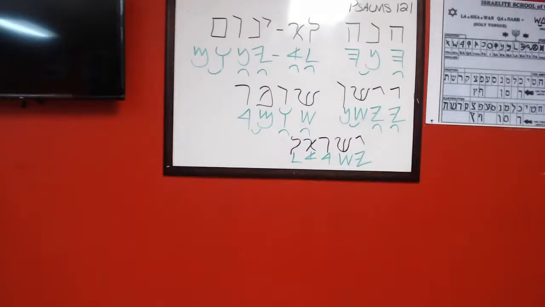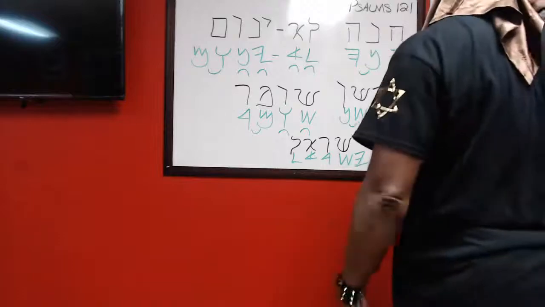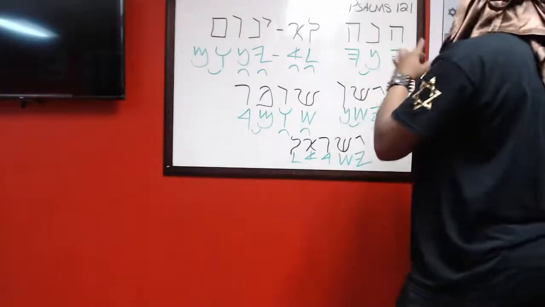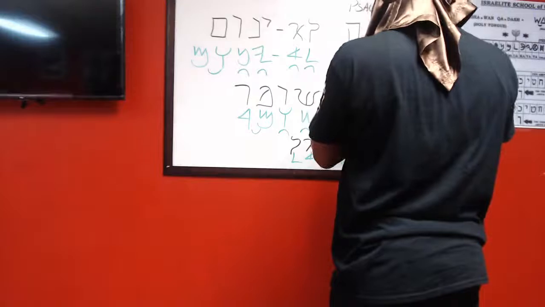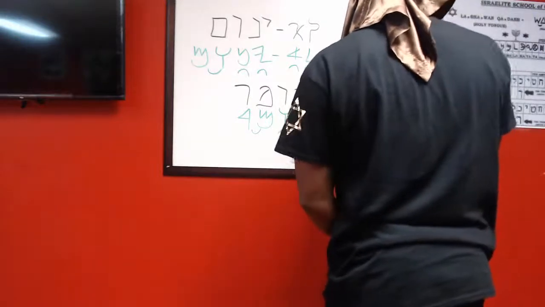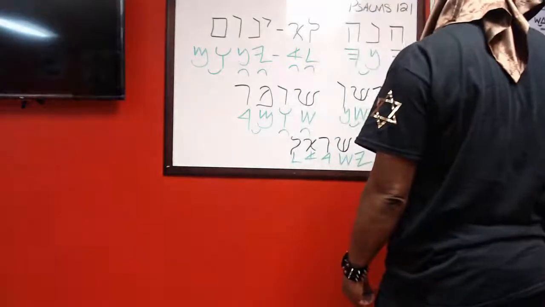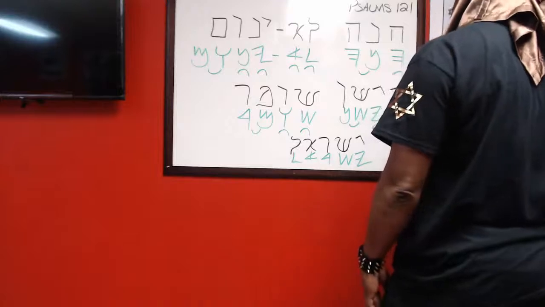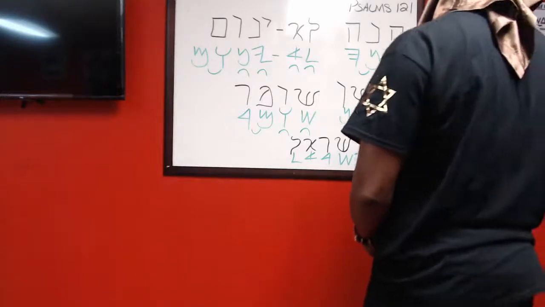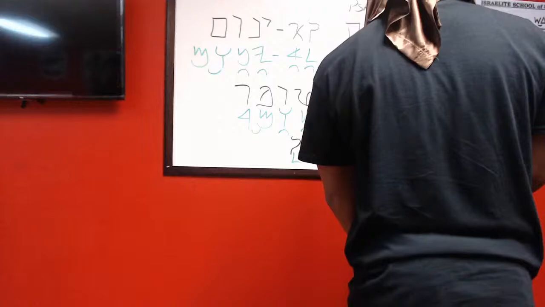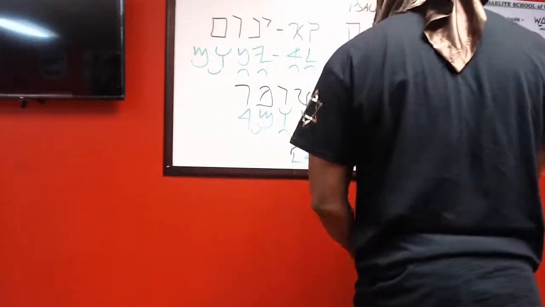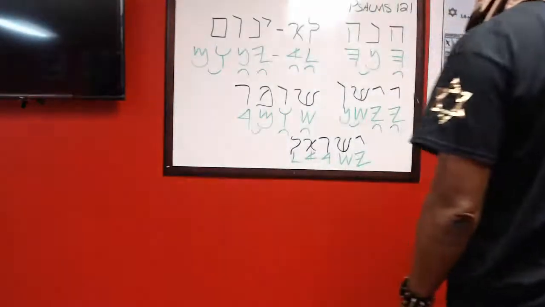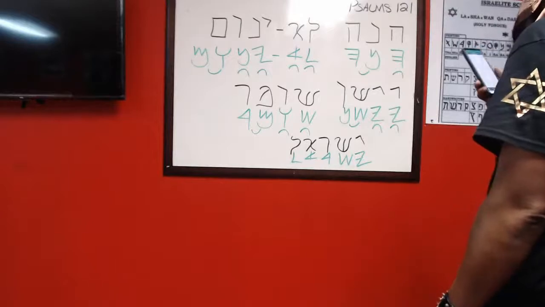Okay. Now here we go. Book of Psalms, chapter 121, verse 4. In the English it reads, "Behold, he that keepeth Israel shall neither slumber nor sleep. He that keepeth Israel shall neither slumber nor sleep."